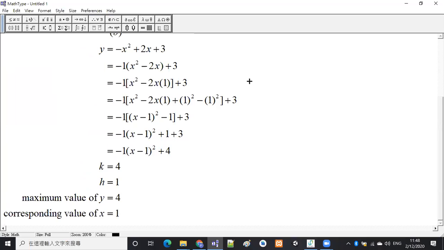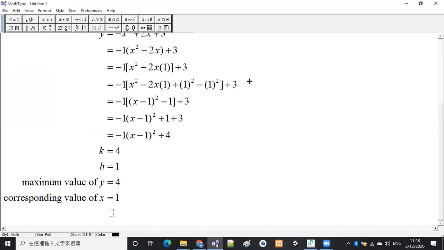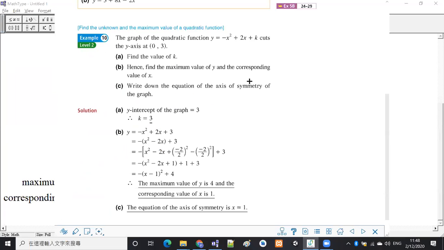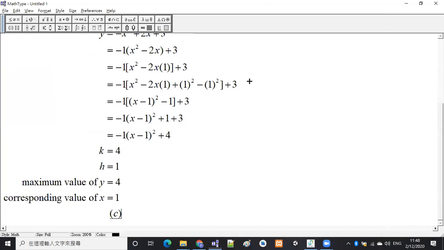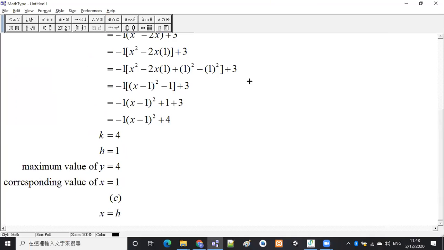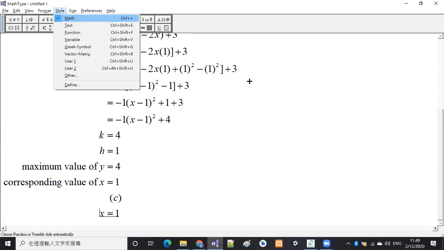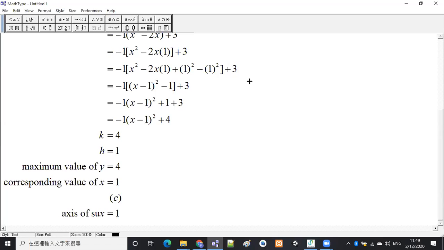Okay, after I get these two basic elements, h and k, there is no problem with whatever they ask. Part C, write down the equation of the axis of symmetry of the graph. Axis of symmetry is always x equals h, right? In this case, because we have already found the value of h, we just write down x equals 1 and that will be okay. So that will be the axis of symmetry.